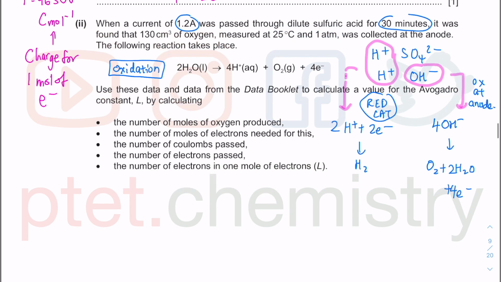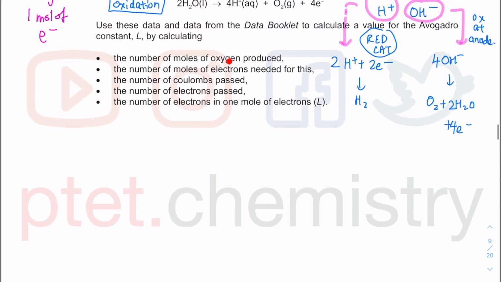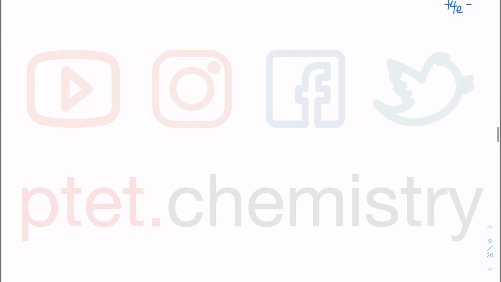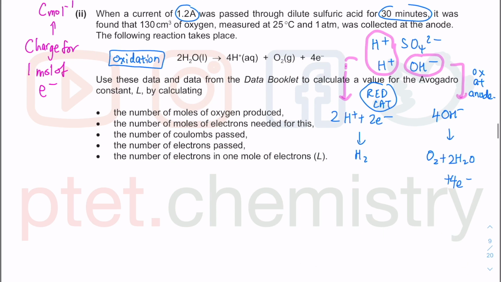But what do they want here? They want you to calculate a value for the Avogadro constant. They're trying to guide you. There are 5 things to be calculated there, and 4 marks to run up these 15 marks questions. So let's try to do them one by one. First of all, calculate the number of moles of oxygen produced. Let me just number the things that they want us to calculate. So number 1, the number of moles of oxygen produced.